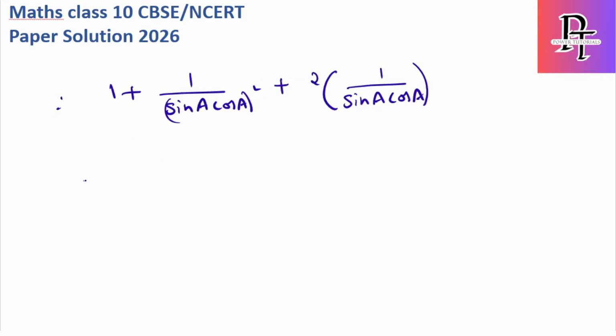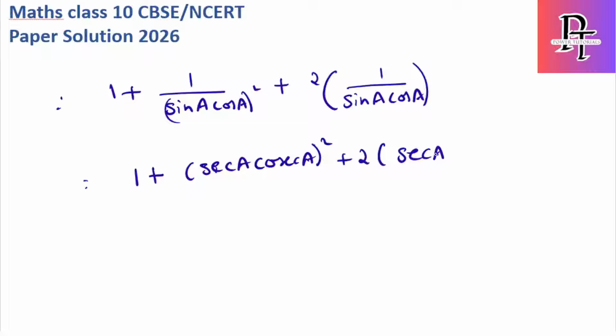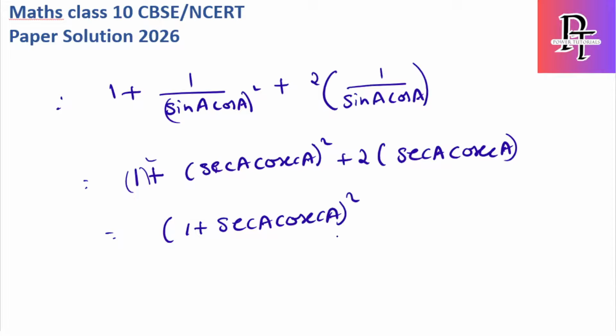Okay, now the last step, this is nothing but 1 plus secant a cosecant a whole square plus 2 into secant a cosecant a. So this is in the form of a square plus b square plus 2ab. So this I can finally write easily as 1 plus secant a cosecant a whole square, which is nothing but the RHS.